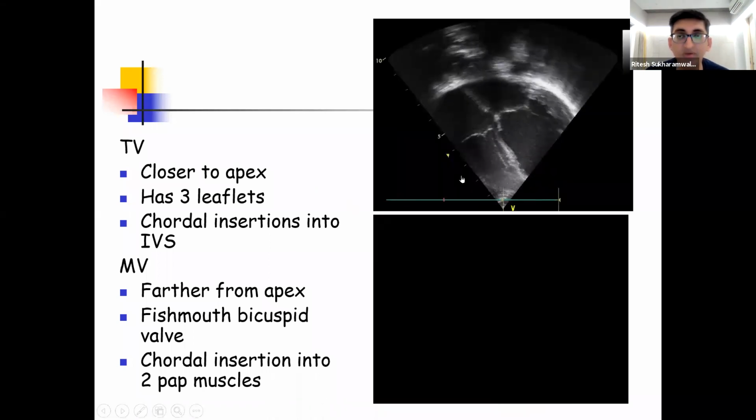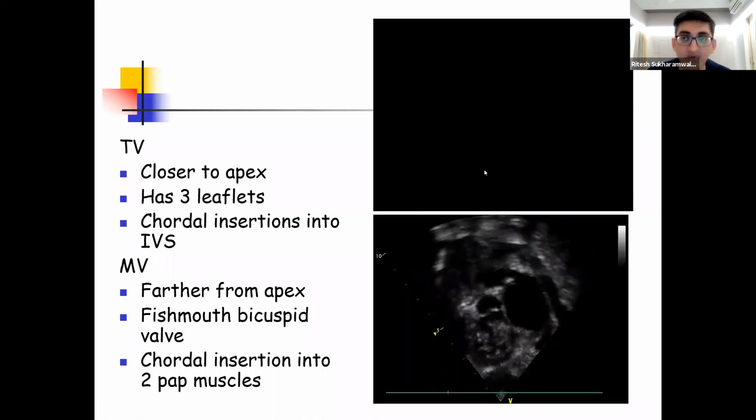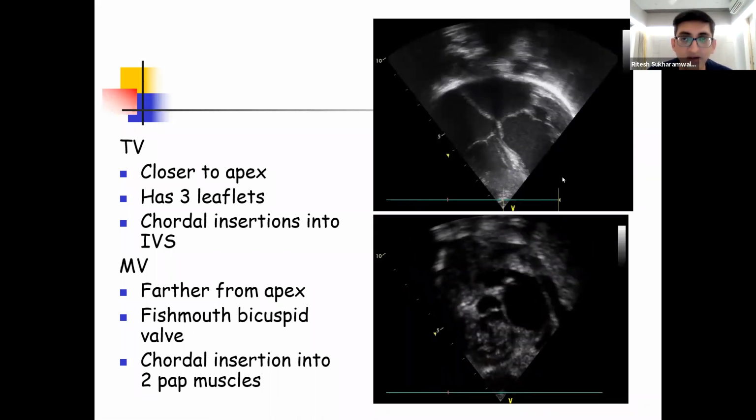The AV valves, now coming to the AV connection. What we can see over here is there are two AV valves, the right-sided AV valve and the left-sided AV valve. So which valve is a tricuspid valve and which valve is a mitral valve? The valve which is closer to the apex is the tricuspid valve. These both valves are not at the same level. The septal leaflet is connected here, and in the mitral valve, there is a leaflet which is connected farther from the apex. So the valve which is closer to the apex is the tricuspid valve.